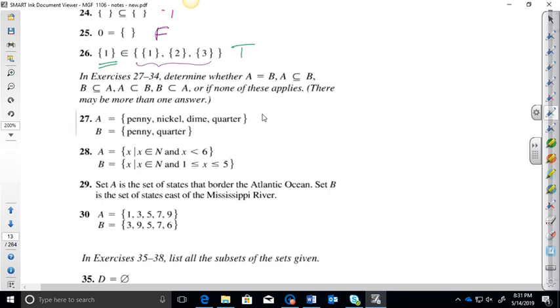27. What do you think? Oh, you can do it the other way too. You can look at it the other way. B is a subset of A. Is that true? That is actually true. So B is a subset of A.